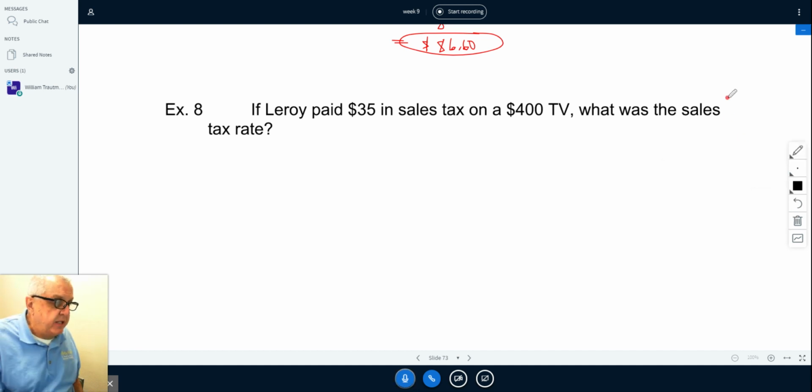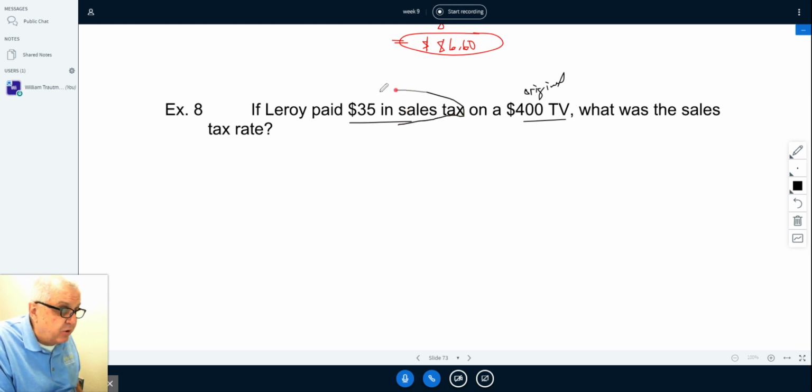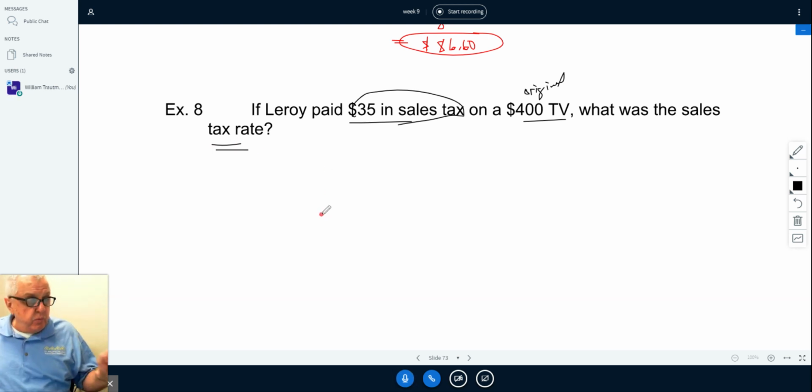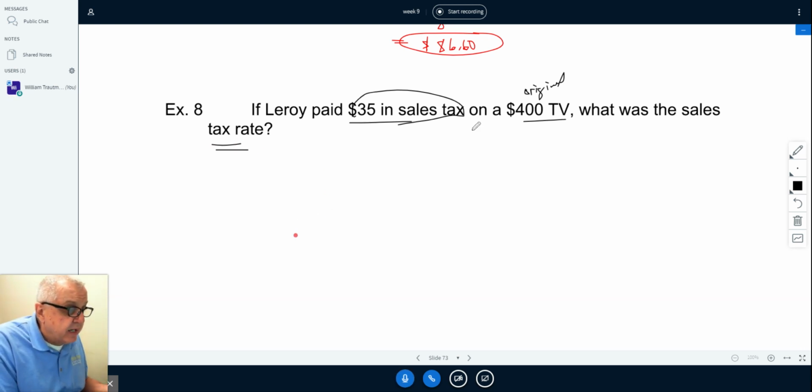Okay, Leroy paid $35 in sales tax on a $400 TV. So this is the original price. This is the sales tax amount. What is the sales tax rate? So we're looking for the sales tax rate. So we need a formula with the sales tax amount, the original price, and the tax rate. And that's the one we just wrote down.